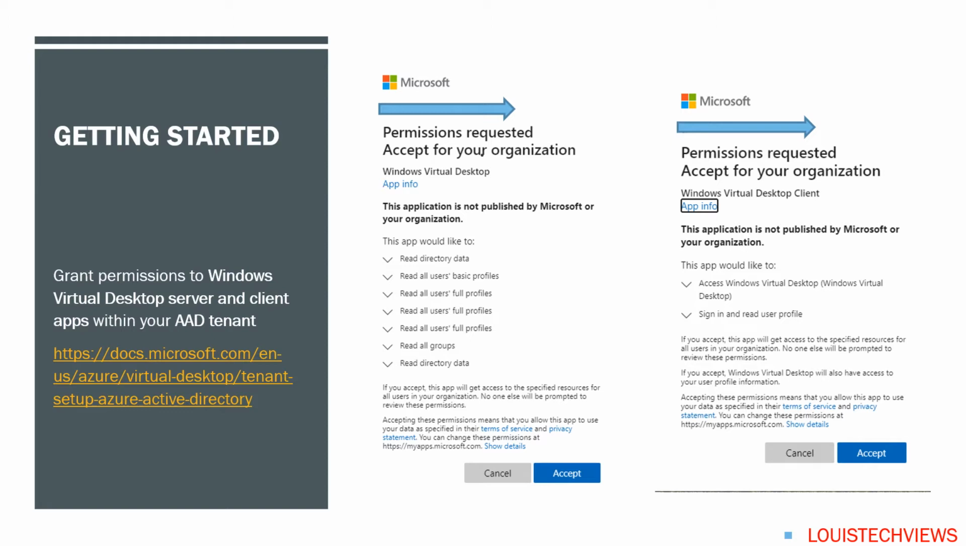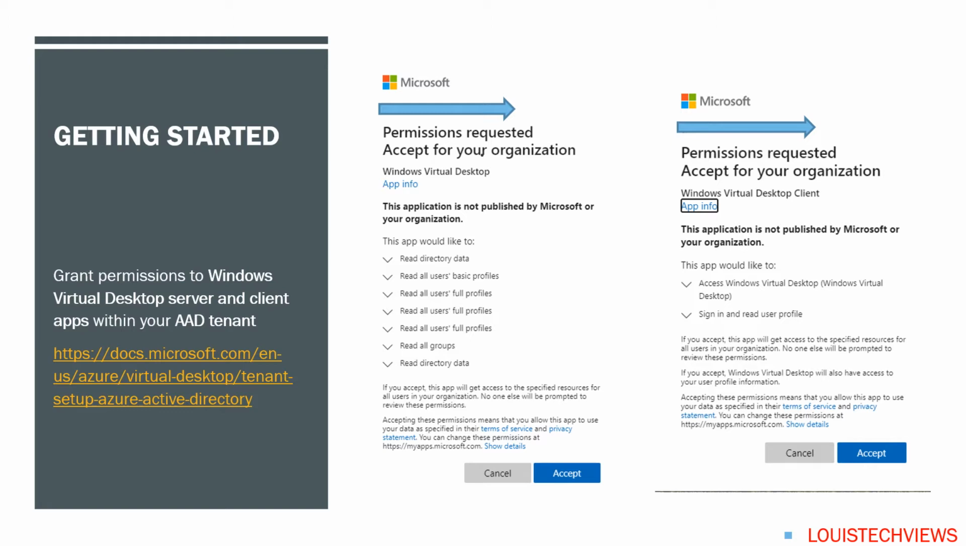Getting started. So to get started, one of the first things that you need to do is grant permissions to Windows Virtual Desktop server and client applications within your Azure AD tenant. So here on the left, I have a link that you can follow, and it will guide you to where you can go to actually enable that. And then once you have that enabled, you'll log into your account, click on the link, and then you'll get presented with something very similar to what we see here.